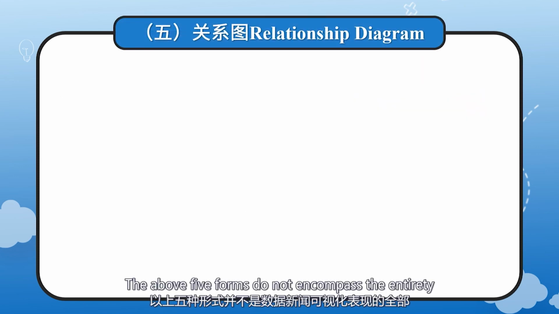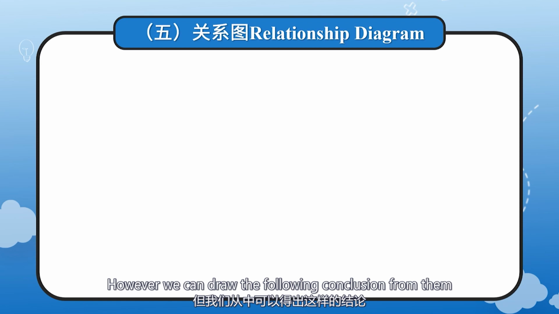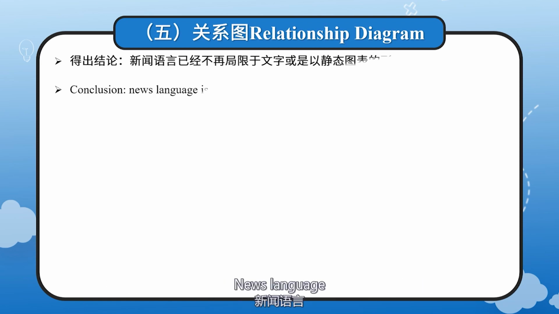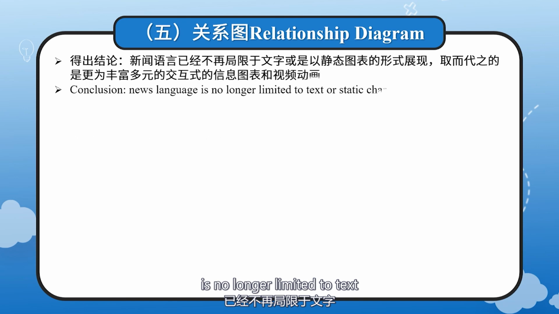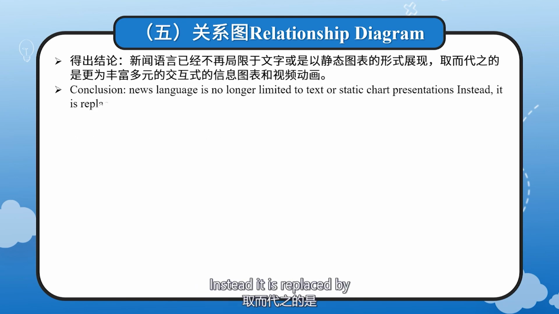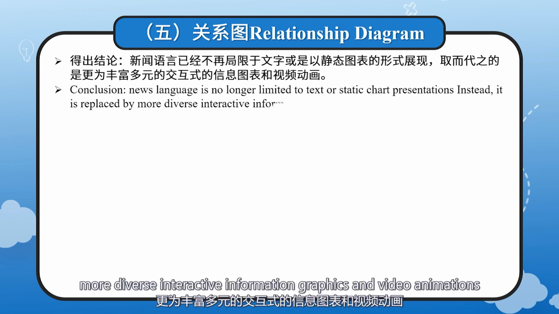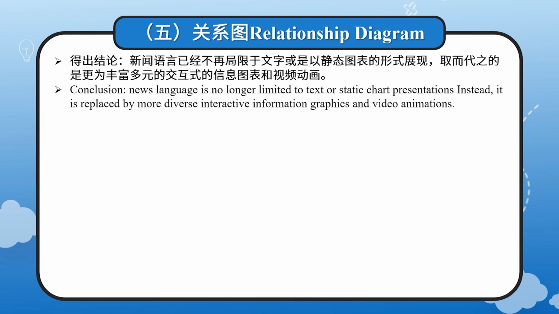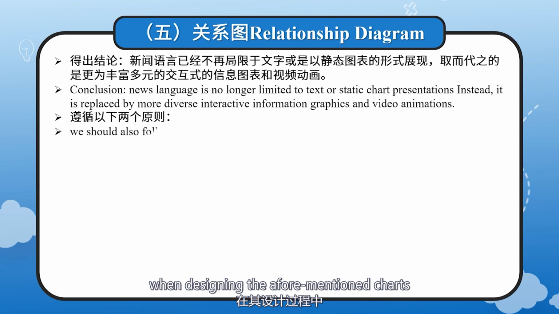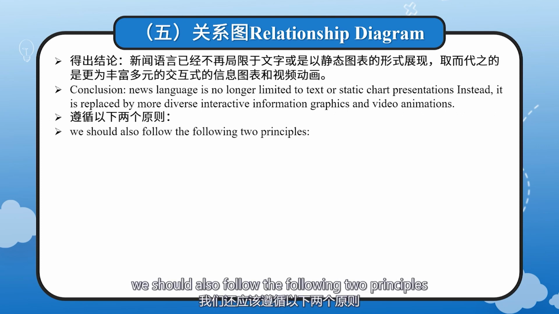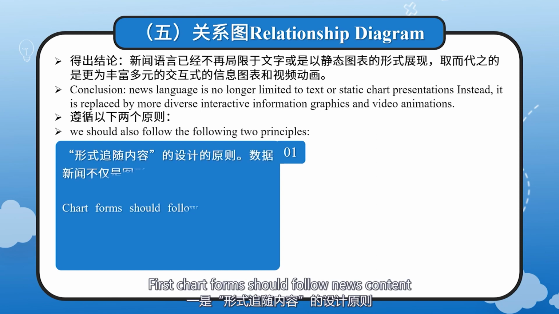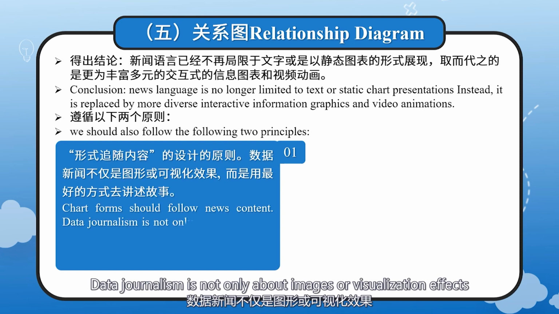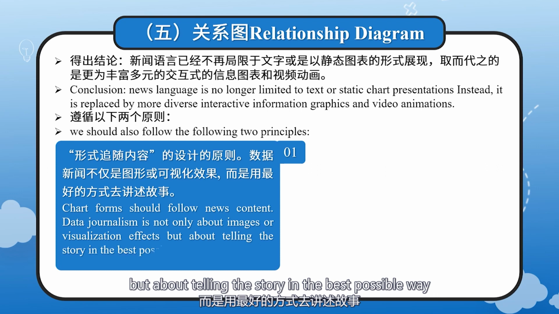The above 5 forms do not encompass the entirety of data journalism visualization. However, we can draw the following conclusion from them. News language is no longer limited to text or static chart presentations. Instead, it is replaced by more diverse interactive information graphics and video animations. Meanwhile, when designing the aforementioned charts, we should also follow the following 2 principles. First, chart forms should follow news content. Data journalism is not only about images or visualization effects, but about telling the story in the best possible way.